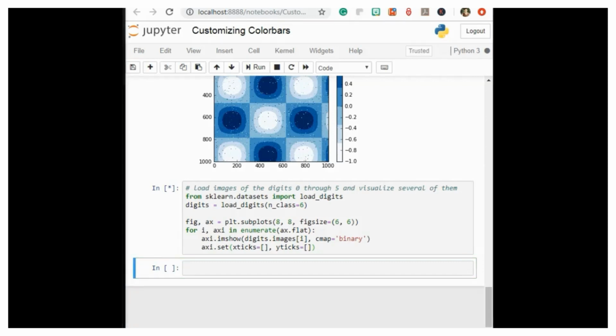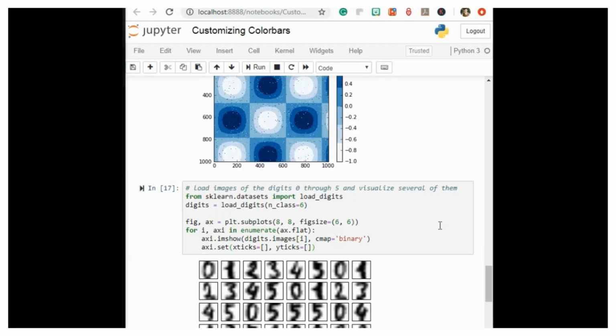So now we will have a sample of handwritten digit data. Let's wait. It's loading actually. So we have this.